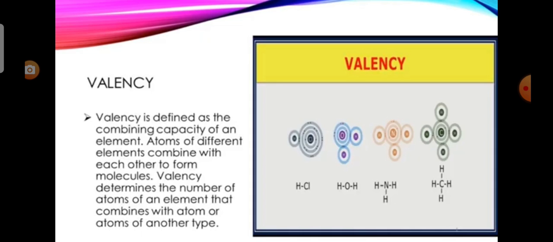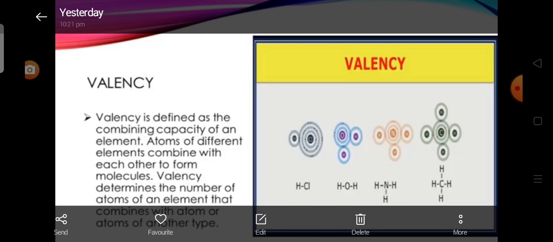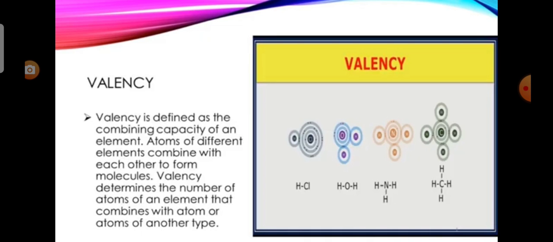Methane has one carbon atom combining with 4 hydrogen atoms to form the molecule methane. Can you guess the valency of carbon in methane? Yes, the valency of carbon in methane is 4. In the ammonia molecule, nitrogen combines with 3 hydrogen atoms. So what is the valency of nitrogen in ammonia? The valency of nitrogen in ammonia is 3.